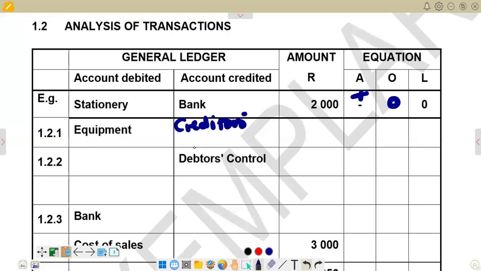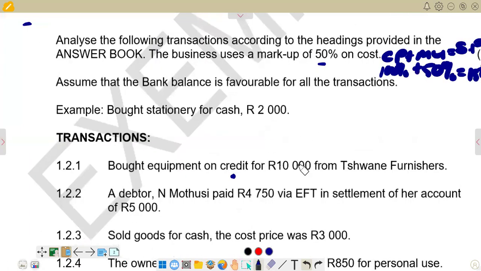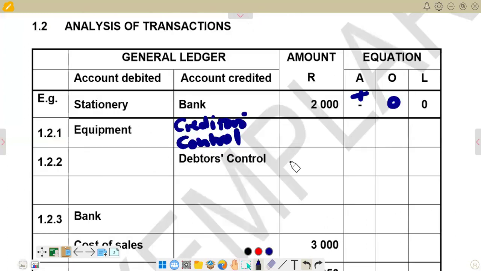So here we have our creditors control. And then the amount, we can check what amount we have. We've got 10,000 rands, so the amount is 10,000. We are debiting equipment, which is an asset. Whenever we debit an asset, we show it as a positive. And we are crediting creditors control, which is a liability. When we credit a liability, we also show it as a credit. So this is what we have.